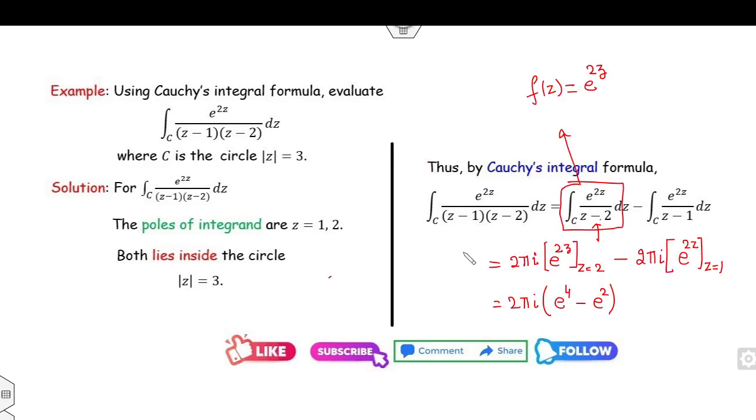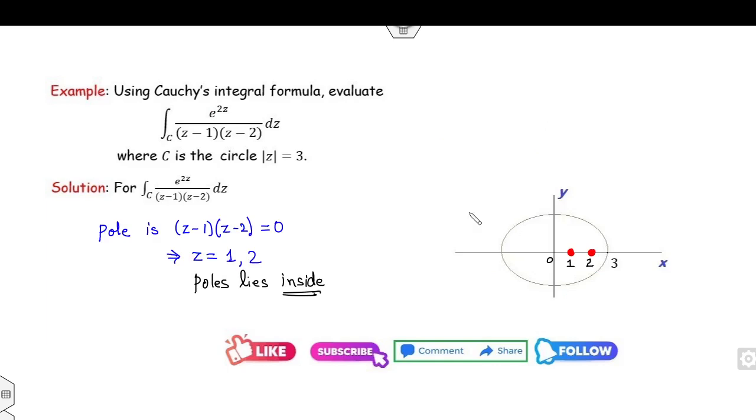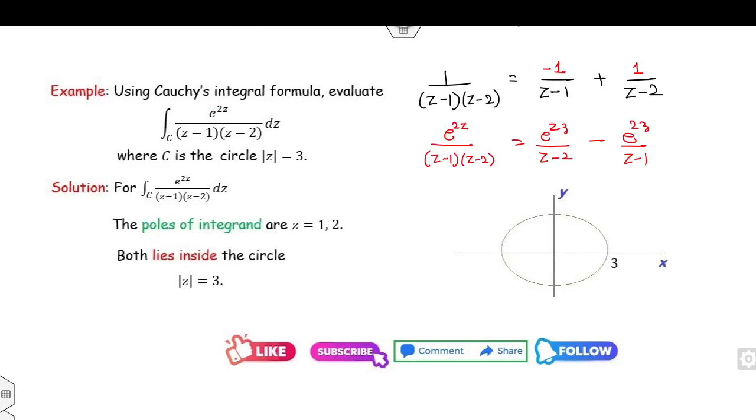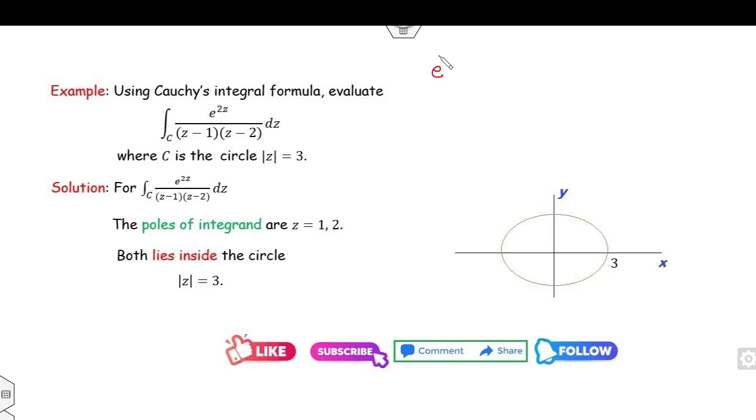The second method is, instead of writing in this manner, let me clear this. You can write the partial fraction of this whole quantity as such. If this is z minus 1 and this is z minus 2, what is the partial fraction? Z is equal to 1, you can substitute z as 1. It is minus e raised to power 2. Z is equal to 2, it is e raised to power 4. And then you can integrate them.